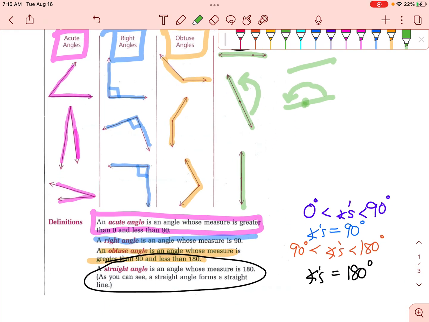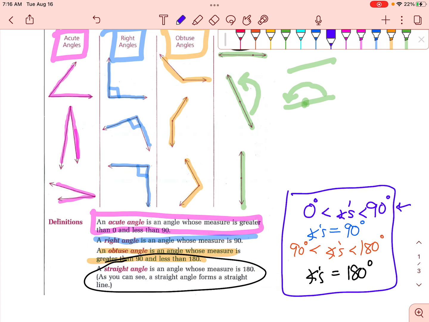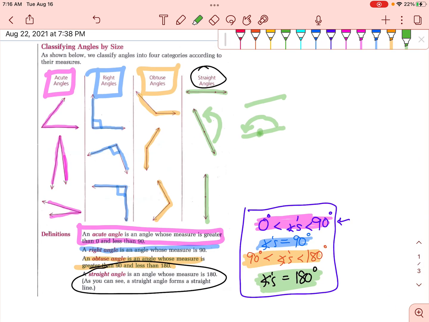I put these little inequalities down here for you, so I would copy those. Again, an acute angle has a measure between 0 and 90 degrees. Okay, that's in pink right here. A right angle has a measure of exactly 90. An obtuse angle measures between 90 and 180, and a straight angle has a measure of exactly 180 degrees.